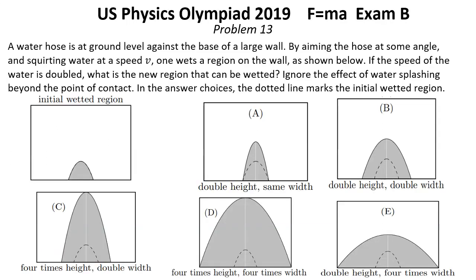Problem number 13. A water hose is at ground level against the base of a large wall. By aiming the hose at some angle and squirting water at speed v, one wets a region on the wall as shown below. If the speed of the water is doubled, what is the new region that can be wetted? Ignore the effect of water splashing beyond the point of contact. In the answer choices, the dotted line marks the initial wetted region.